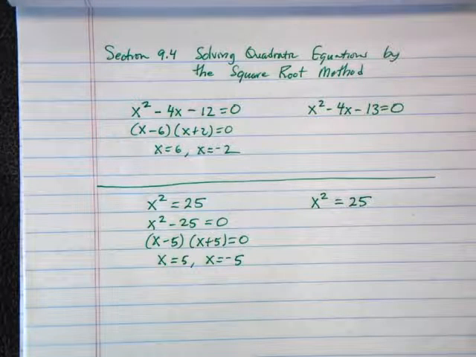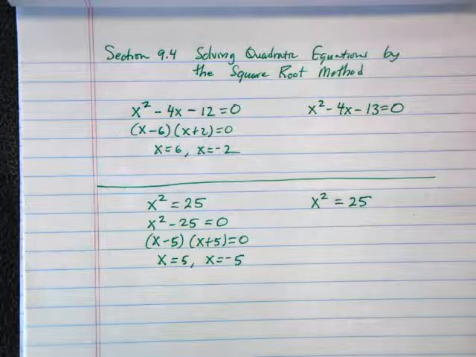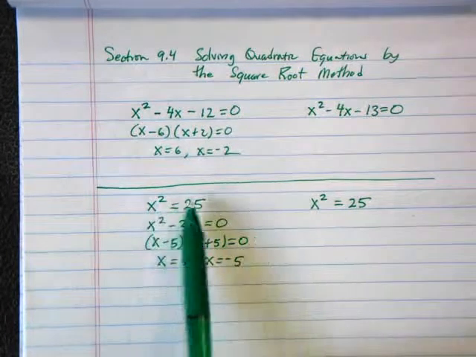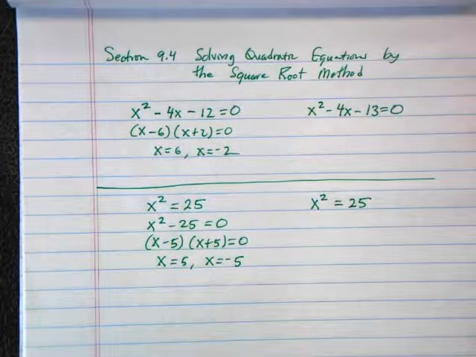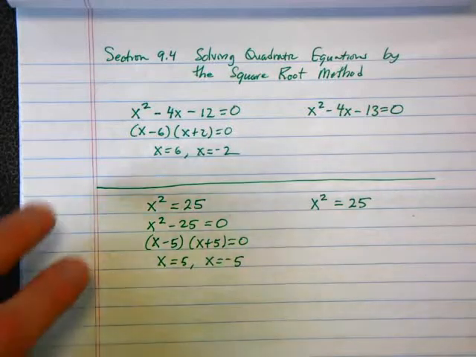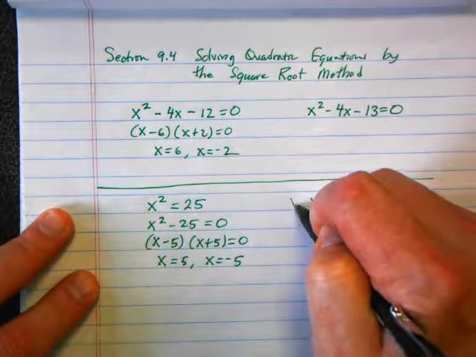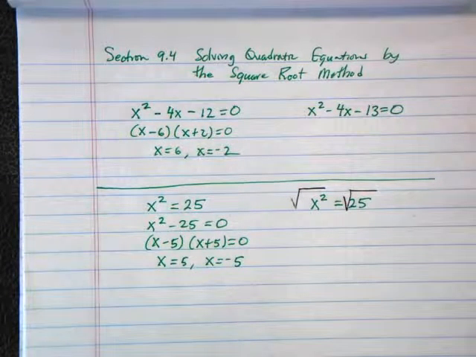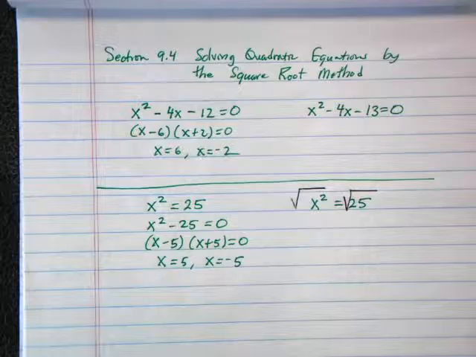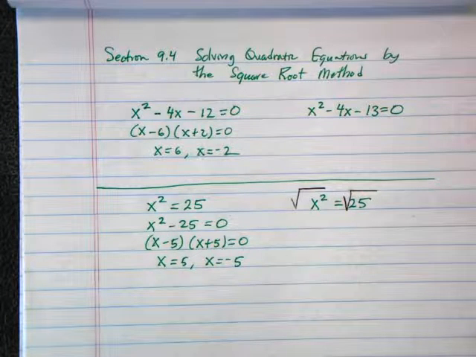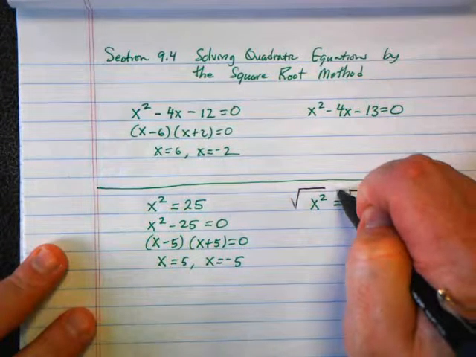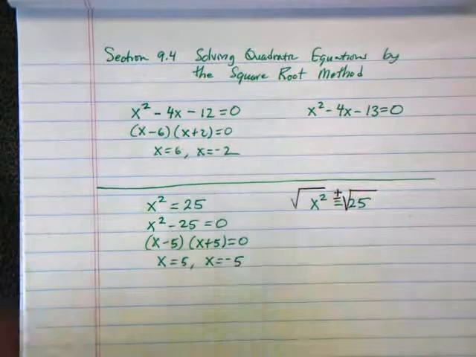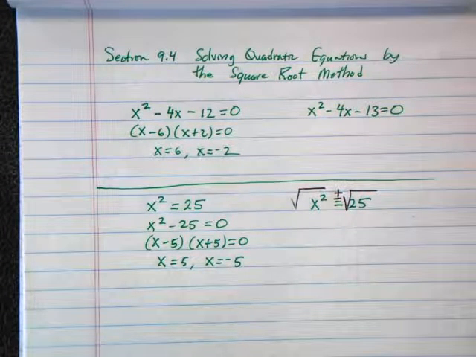Square root both sides. Just like we can subtract 25 on both sides, we can do square root on both sides. The only thing you need to remember when you do square root on both sides is that 25 has more than one square root. What are the square roots of 25? 5 and negative 5. So when you do square root on both sides, we write that symbol. And that symbol reminds us that there are two square roots. There are a positive one and a negative one.